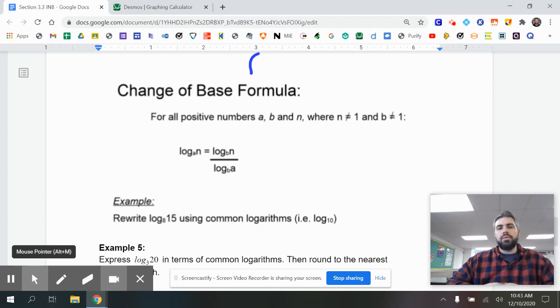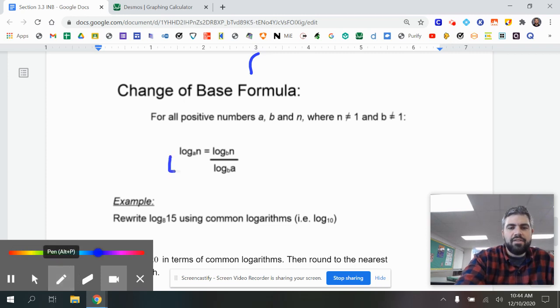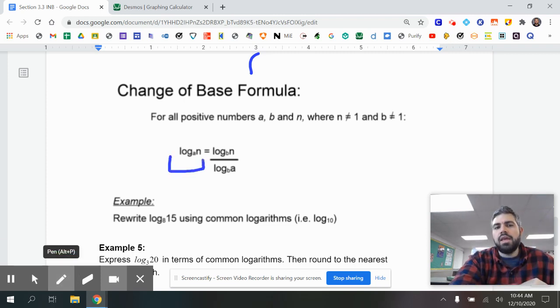So the change of base formula goes like this. For all positive numbers a, b, and n, if I have log base a of n, notice there's no b in it, I can rewrite it as log base b of n divided by log base b of a.